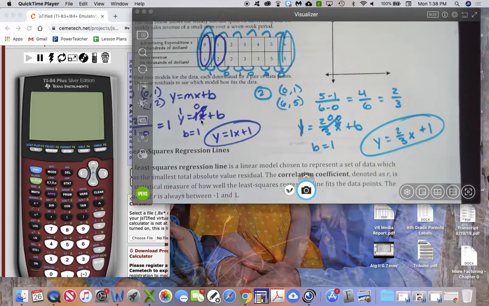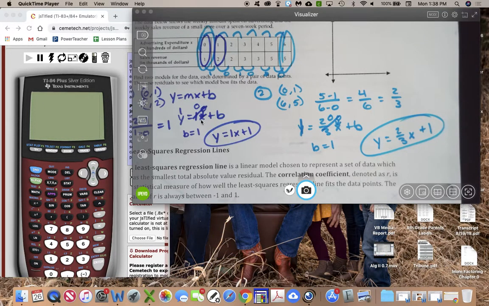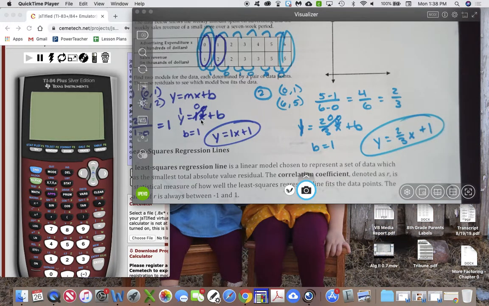So I got two different lines. Which one is the best one? I don't know. I'm going to show you tomorrow how we'll have the calculator do it. So sorry we didn't get to any calculator stuff today. All right?